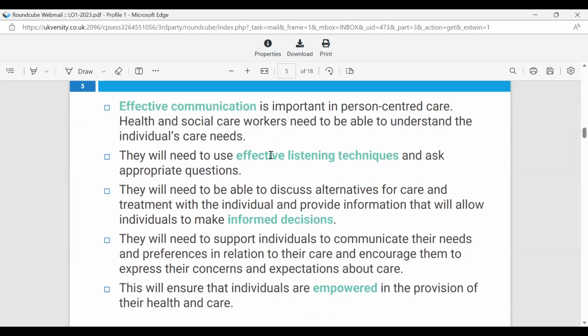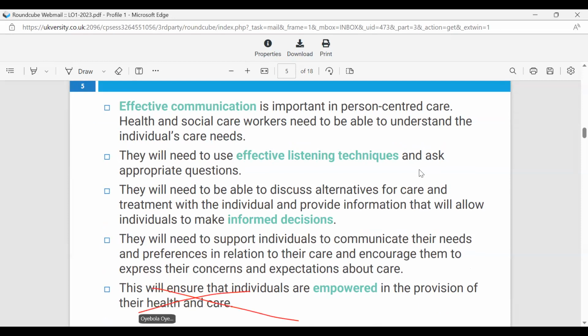So effective communication is important in person-centered care. Health and social care workers need to be able to understand the individual's care needs. They will need to use effective listening techniques and ask appropriate questions. They will need to be able to discuss alternatives for care and treatment with the individual and provide information that will allow individuals to make informed decisions.